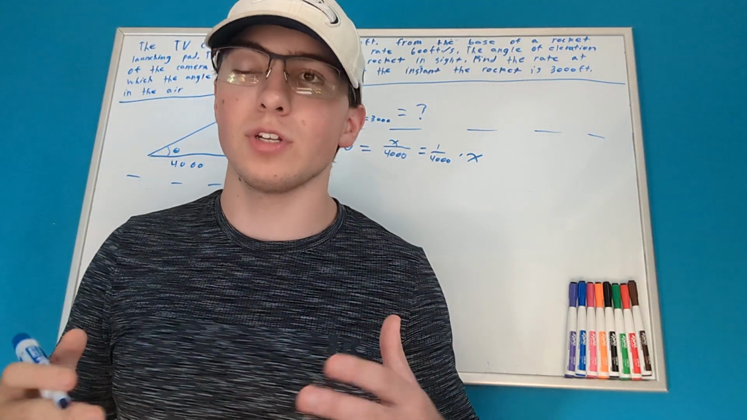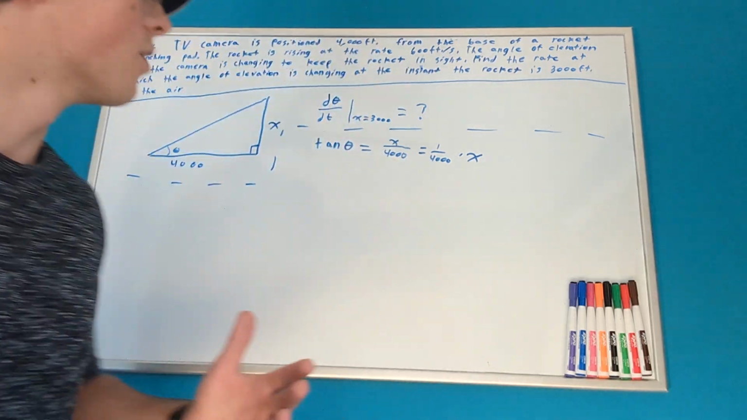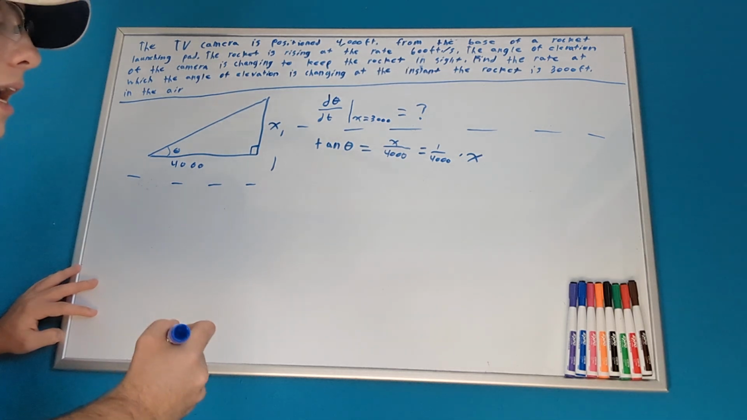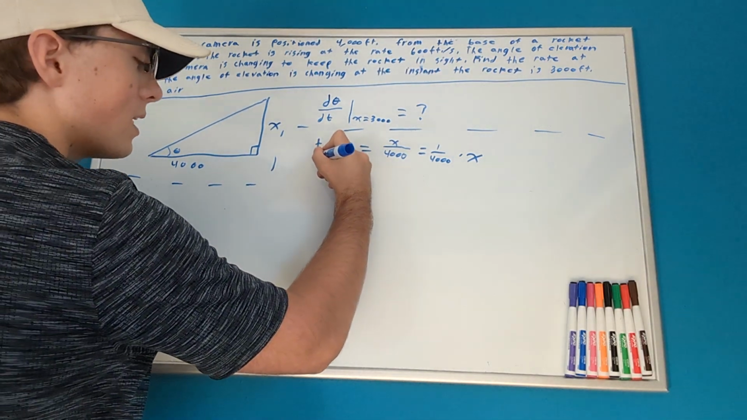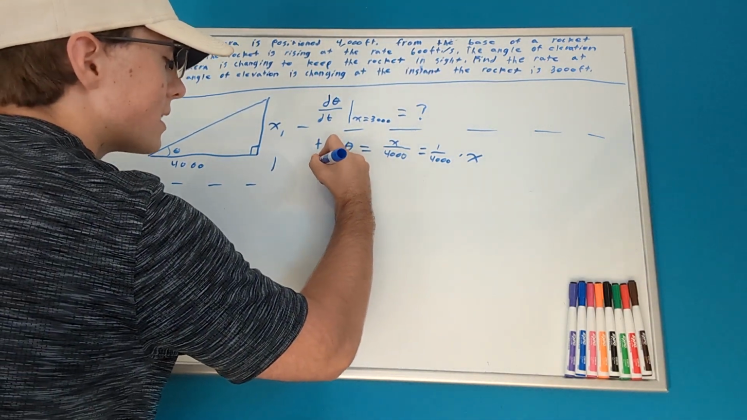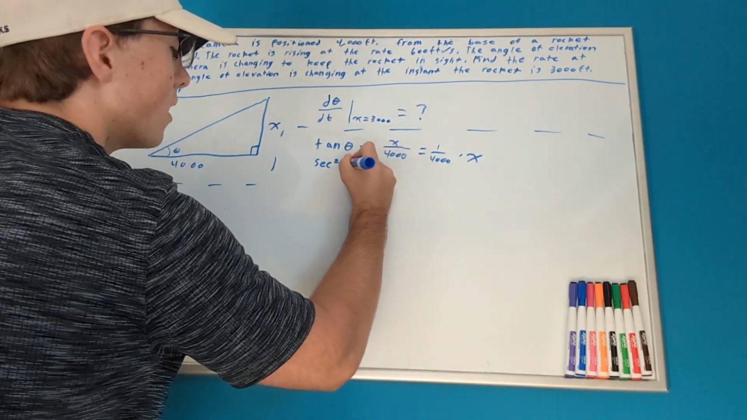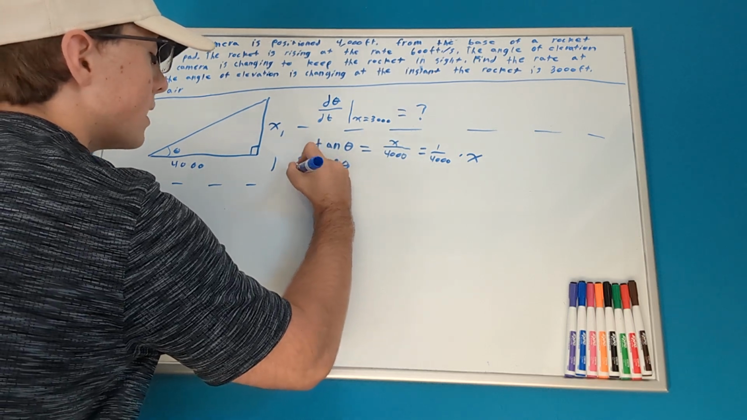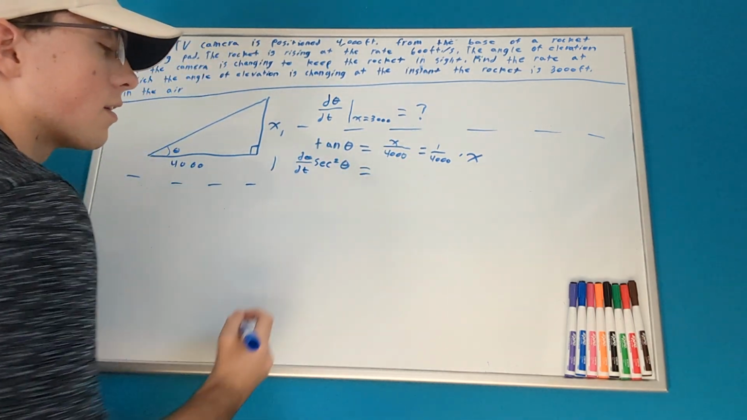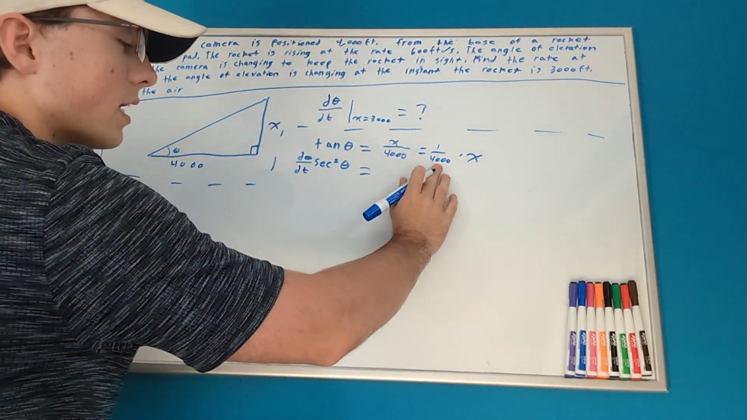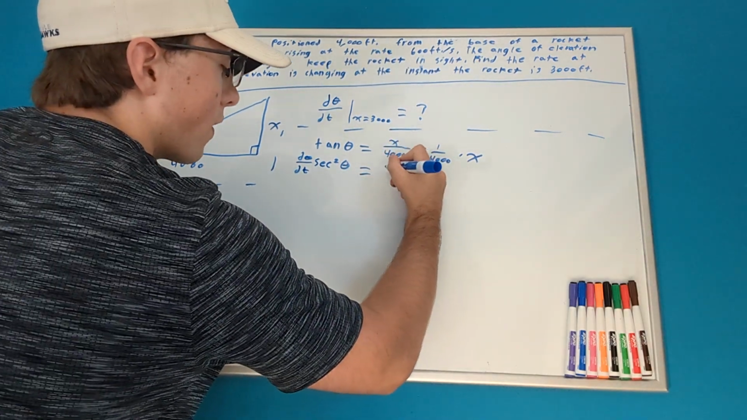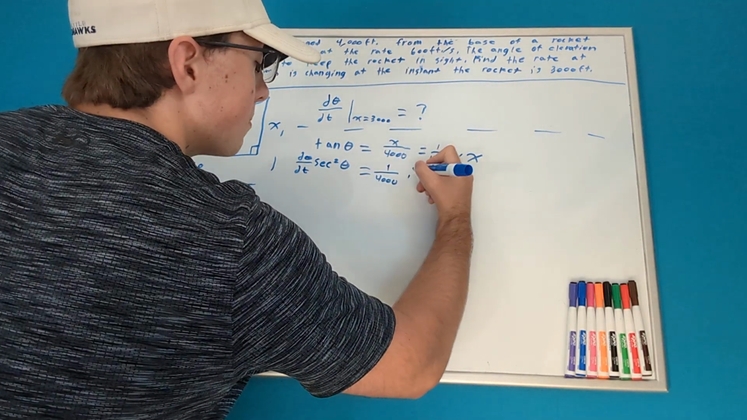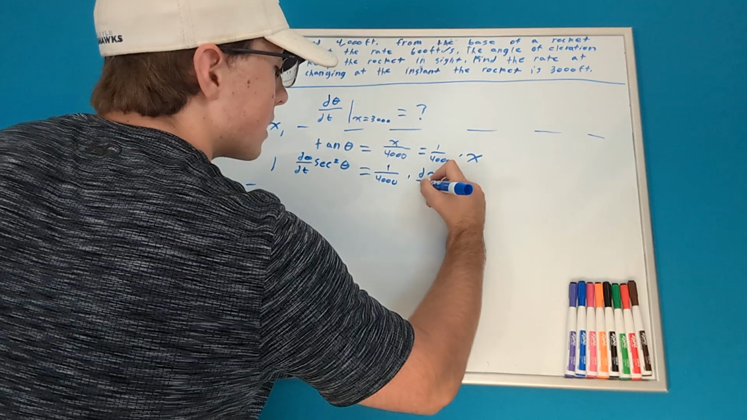Then, just like last time, after we have this equation, what do we want to do? We want to differentiate it. We start with differentiating tan theta with respect to time. So tan theta becomes secant squared theta, but since we're differentiating with respect to time, we have d theta over dt equals, well, we take the derivative of this and we get 1 over 4,000, but then we're taking it with respect to time, so times dx over dt.